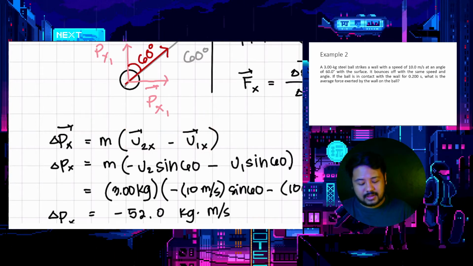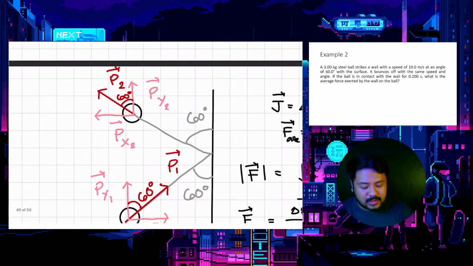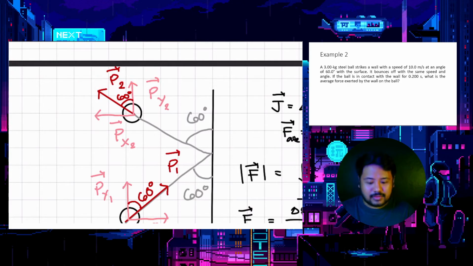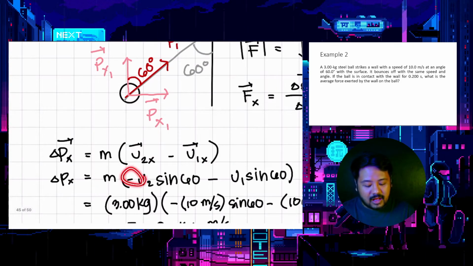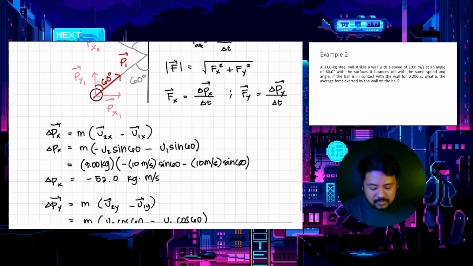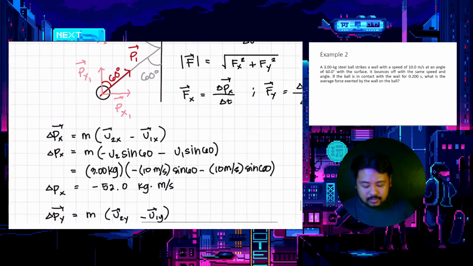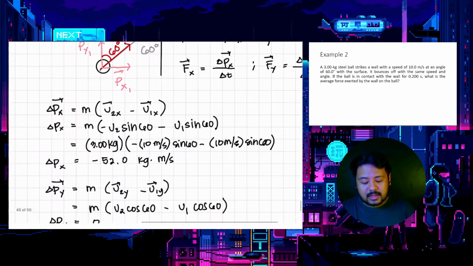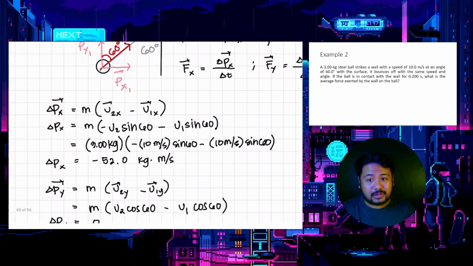And we know that the final velocity v2 is going here in that direction. So meaning to say, it is going in the negative x direction. So I have here negative v2 sine 60, and for the v1x, that is minus v1 sine 60. So substituting all of our values, we get this one. So the change in momentum px is just equal to negative 52.0 kilogram meters per second.